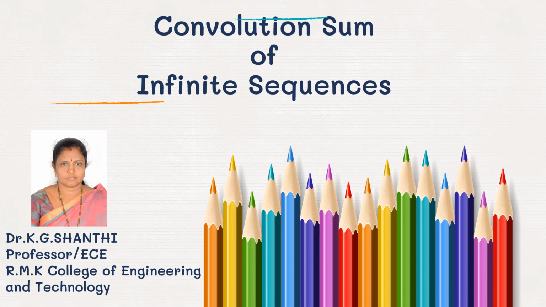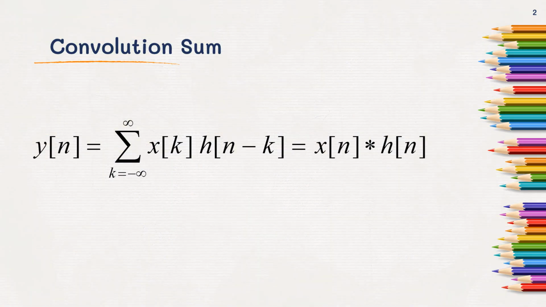In this video presentation, we are going to see about convolution sum of infinite sequences. Now, the convolution sum is given by the formula y of n is equal to summation of k equal to minus infinity to infinity x of k into h of n minus k, which can be represented as x of n star h of n, where this star represents the convolution operation.